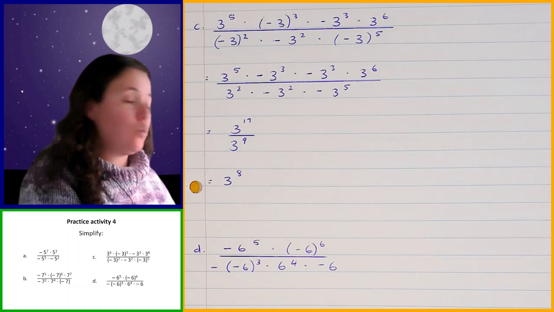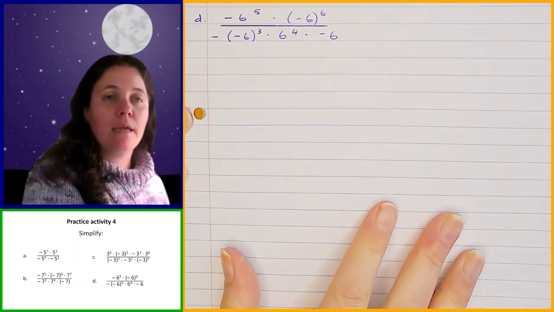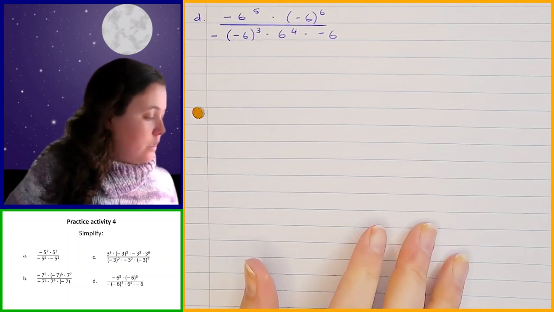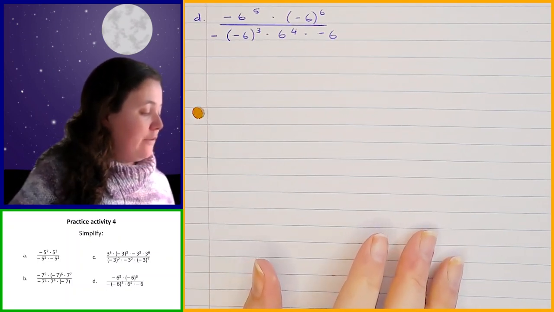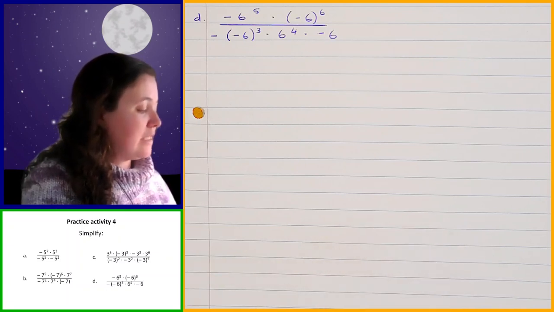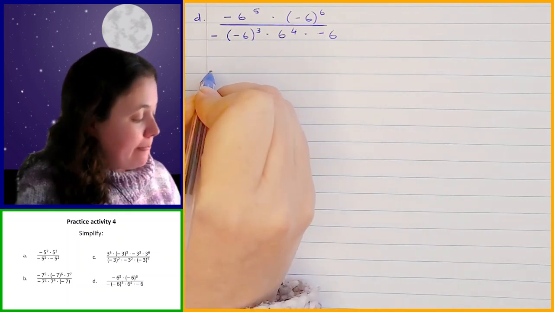And then the last one, question D. In question D, we had negative 6 to the power of 5 times negative 6 to the power of 6 over negative 6 times negative 6 cubed times 6 to the power of 4 times negative 6. So first we're going to drop those brackets.